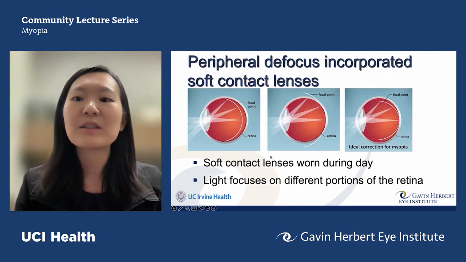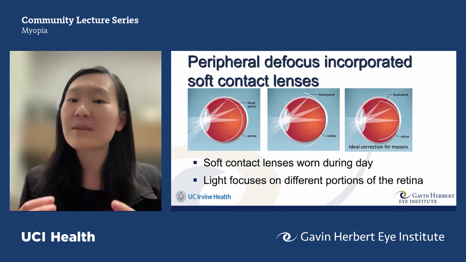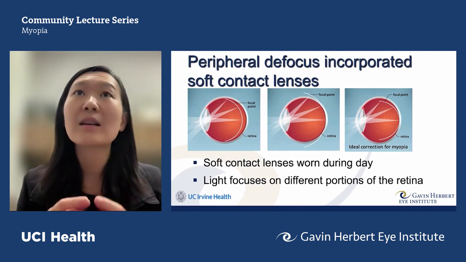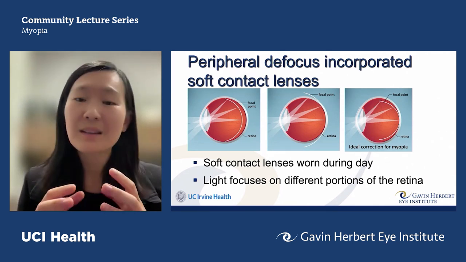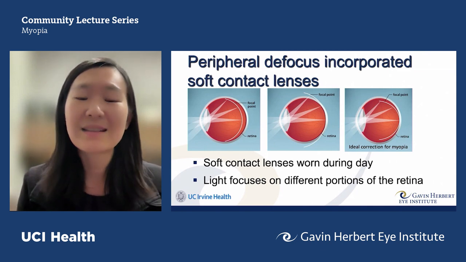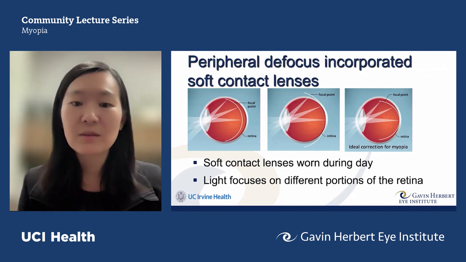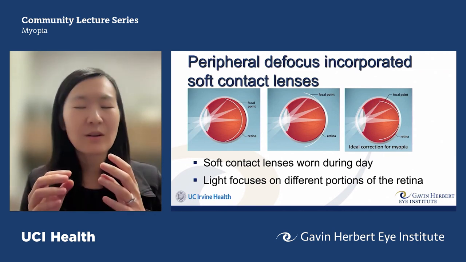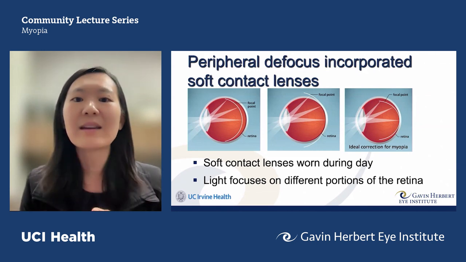And then there's this idea of peripheral defocus. This is a little more complex to describe, and I'll try to do it justice so you can understand why this contact lens works. Even though we use the analogy of a soccer ball, a complete sphere, in reality the eyeball is not that spherical. The eyeball is considered an aspherical structure, meaning it's not a perfect sphere. Therefore, when light shines onto the back of the eye, it hits the retina at different points. If it were a perfect sphere, then every single point on the retina would get the exact same focal point, a clear image. But in reality, that is not the case.